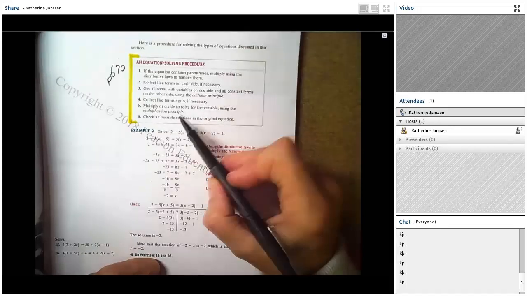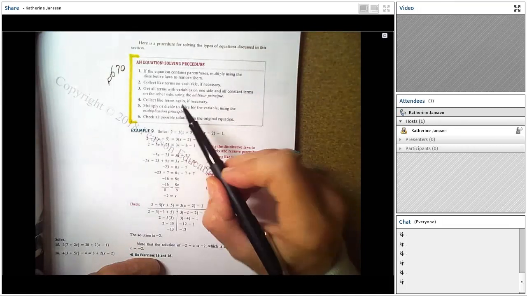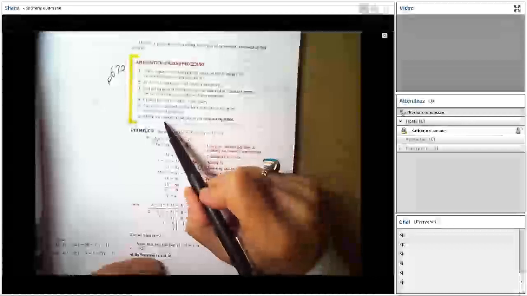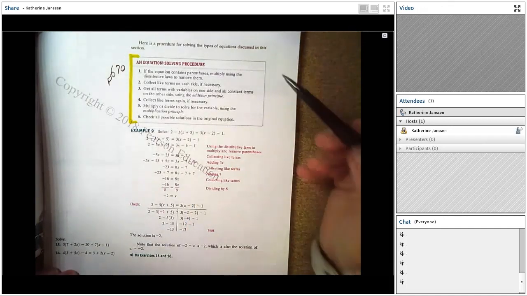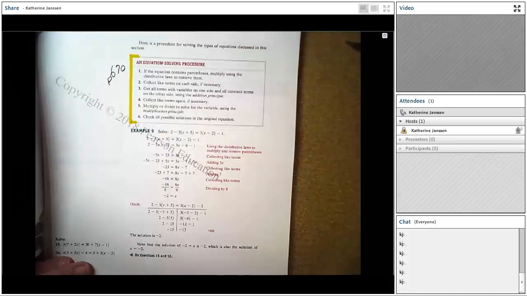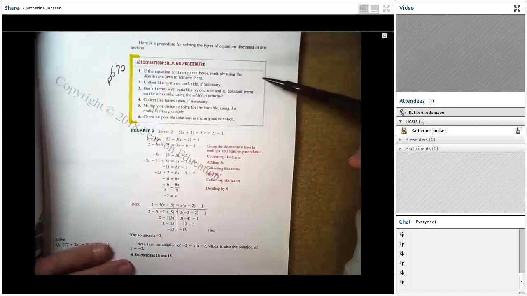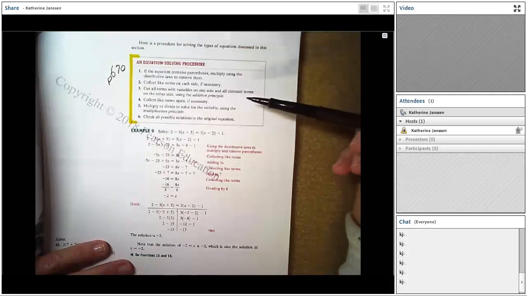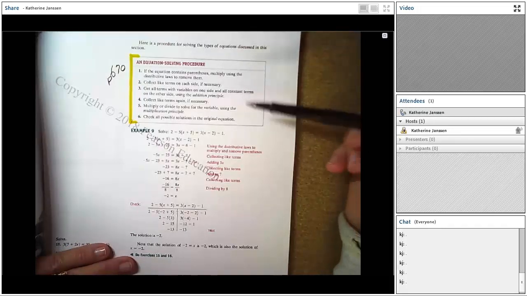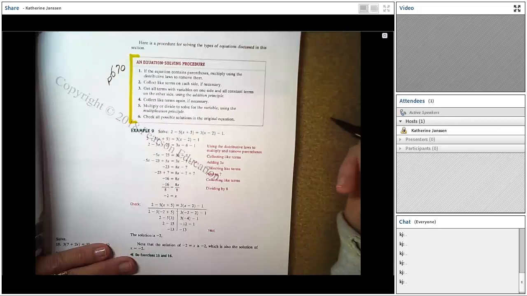And finally, your variable term will be isolated, and you use the multiplication principle to isolate the variable, solve for your variable, and then check your solutions. This is the process we use over and over and over. And all I can do is emphasize that you use the addition principle repeatedly until you've isolated the variable term. If there's a coefficient on the variable term, multiply by its reciprocal to isolate the variable and then solve.